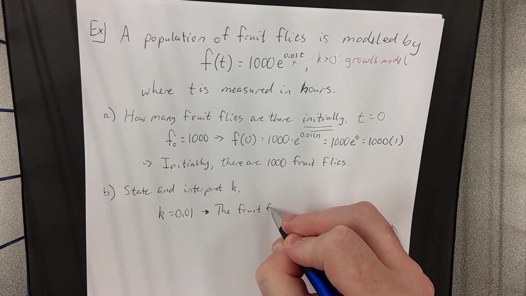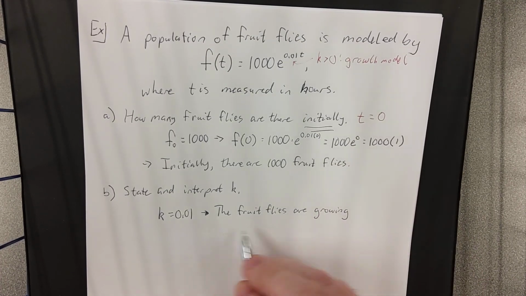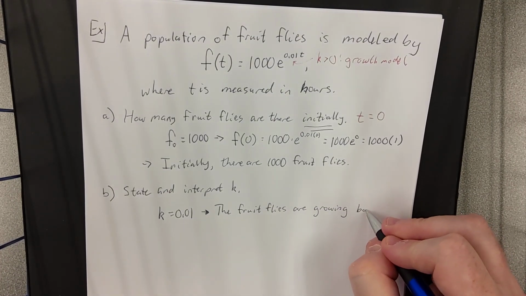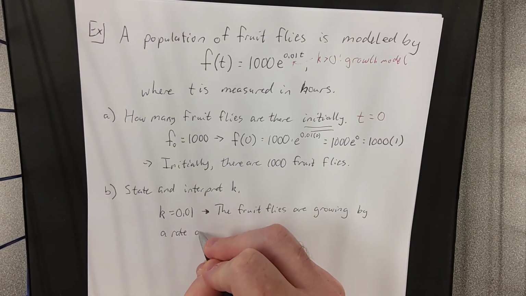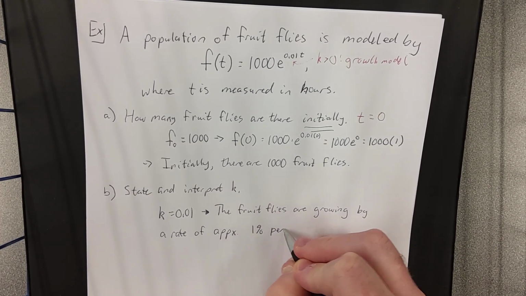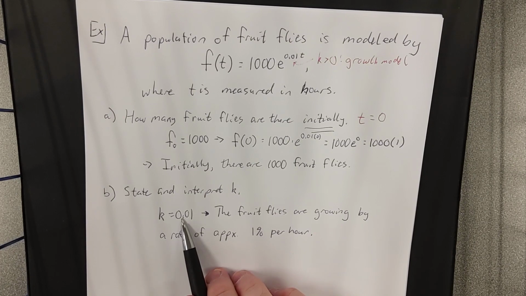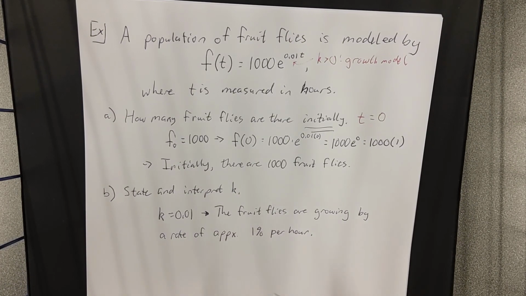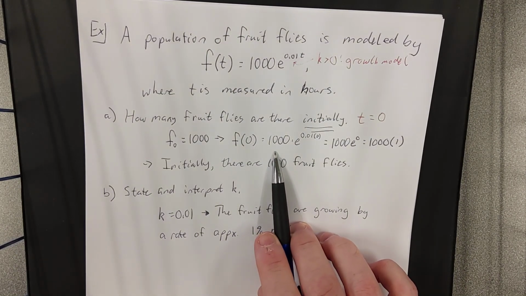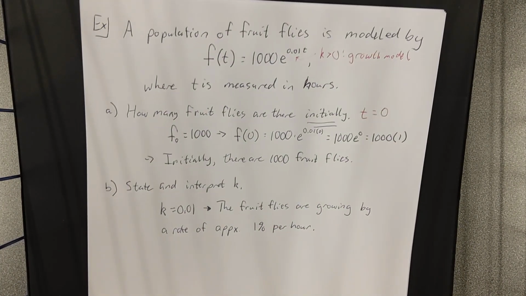The number of fruit flies is growing by a rate of approximately 1% per hour. Now that's because we would interpret the 0.01 by moving the decimal place 2 to the right and taking that number as a percentage. So with an initial number of 1000, we are probably going to expect to see a growth of about 1% of 1000, which would be 10 fruit flies during that first hour.